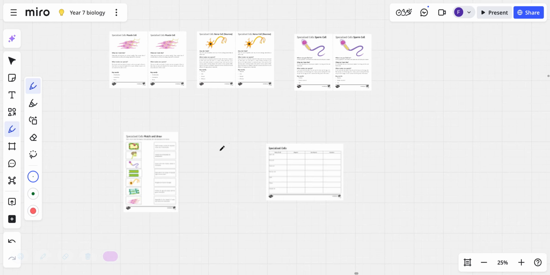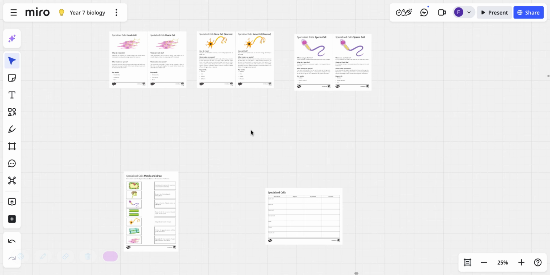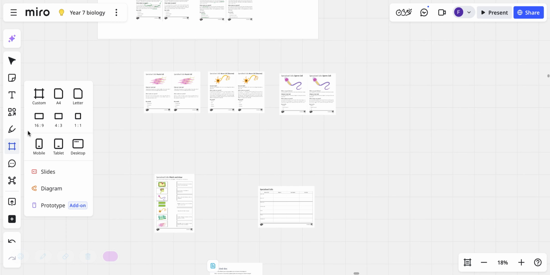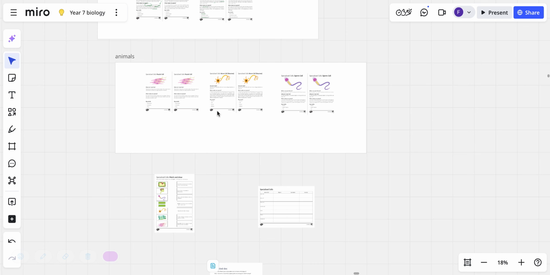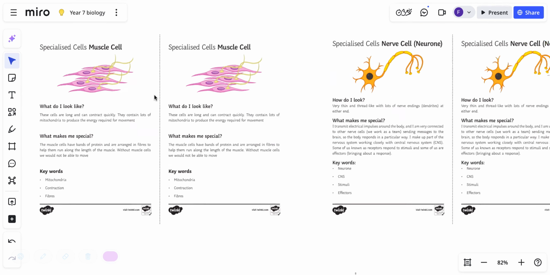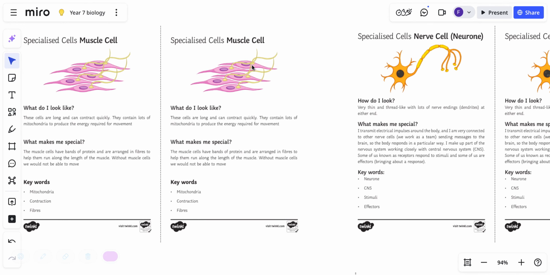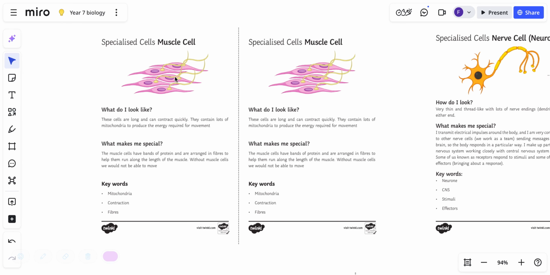I've picked a few for animals. Okay? Just let me get rid of that and grab this and move it now. Okay. So these are animals. I'm just going to put a frame around here. These are animal cells. And put animals. Okay. And animal cells, these are muscle cells. It's not the best image of a muscle cell, but they're muscle cells.